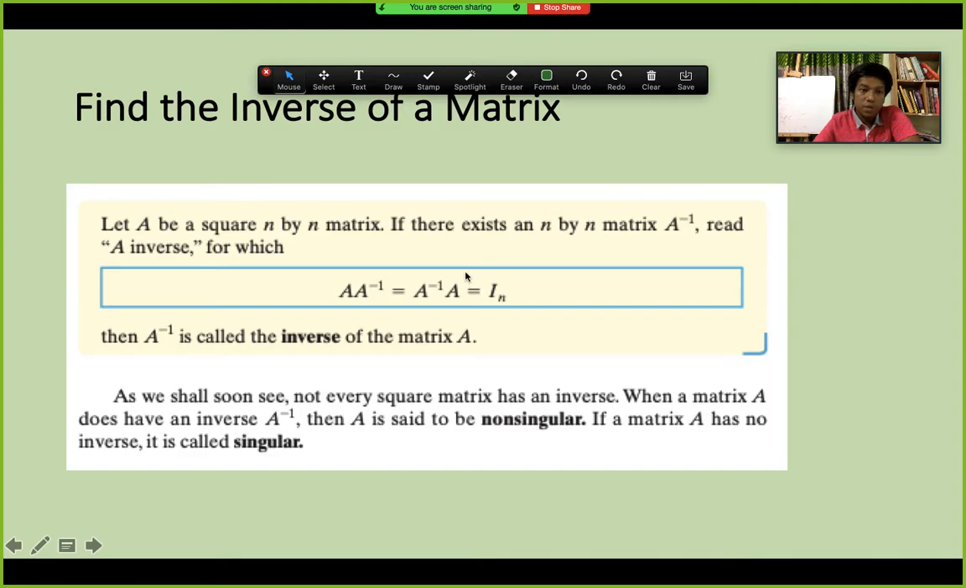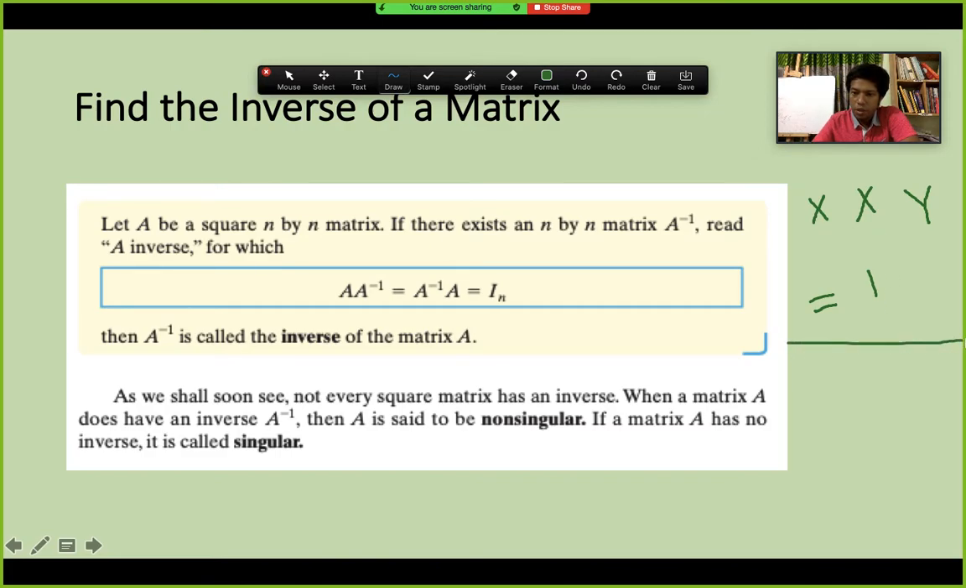This is the definition of inverse matrix. If you have a matrix, let's say X is a matrix and you have another matrix Y. After you multiply X and Y, if you get the identity matrix in your answer, that means X and Y are inverse of each other. This is the definition. If you multiply both of them and the answer comes identity matrix, that means they are inverse of each other.